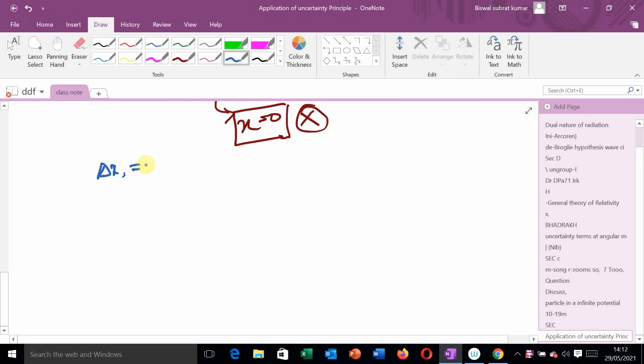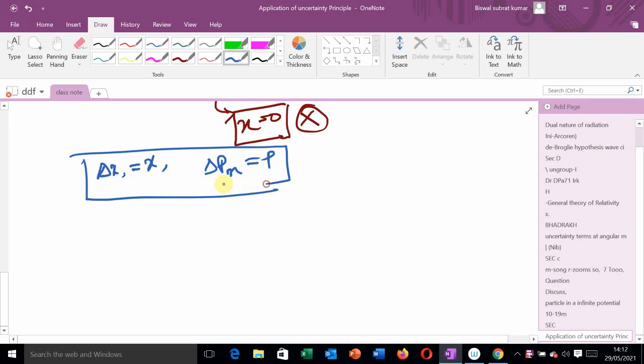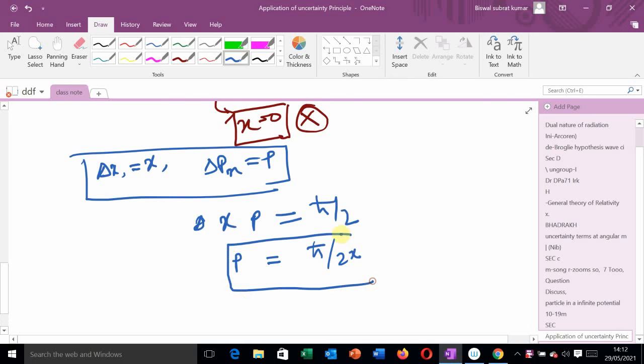That means the minimum measurement uncertainty will be delta x. Let us take this delta x as x and delta px as p. If you take the lower limit of the uncertainty principle, then x p will be actually h cross by 2. This is actually px, but since it is one dimensional, I am writing it as p. This is the relation of momentum and position, and we can express the momentum in terms of the position.